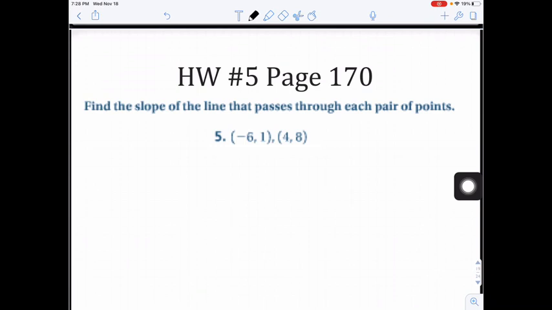Now I would like you to try to find the slope of the line that passes through each pair of points, and we have -6, 1, 4, 8.